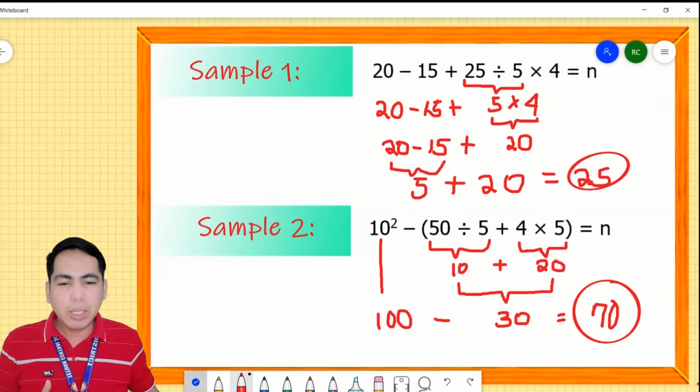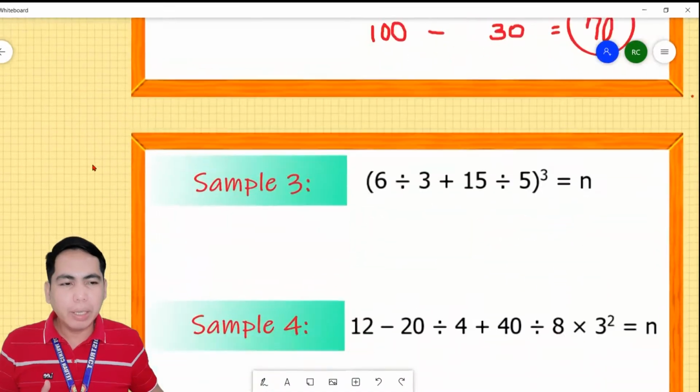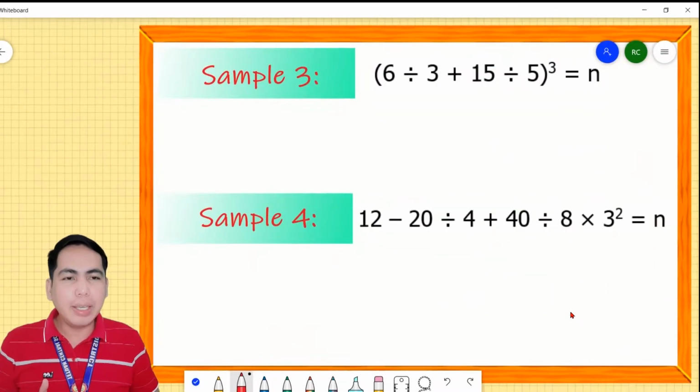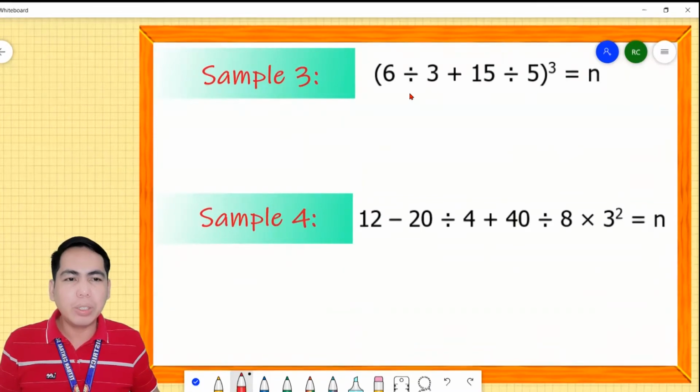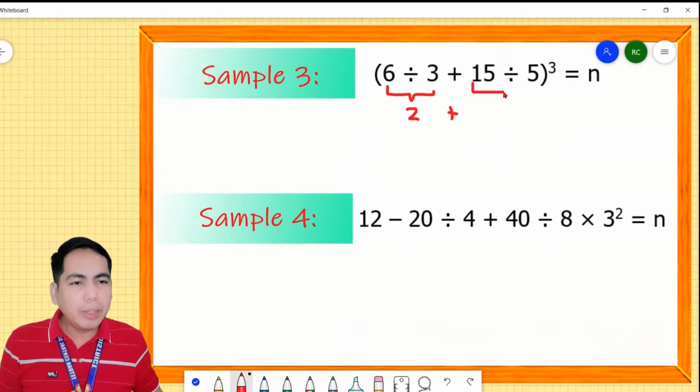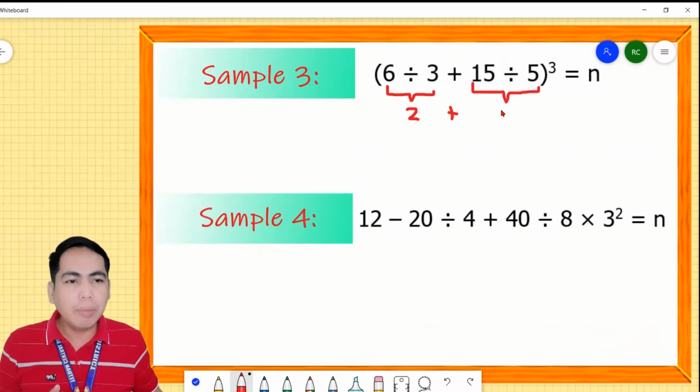Now let's proceed to sample number 3. From left to right, we can see here the quantity of 6 divided by 3 plus 15 divided by 5 raised to the power of 3. So we have to perform first the operations inside the parentheses. So in this case, we have to divide 6 divided by 3, which is equivalent to 2, plus the quotient of 15 and 5. 15 divided by 5 will give us 3.